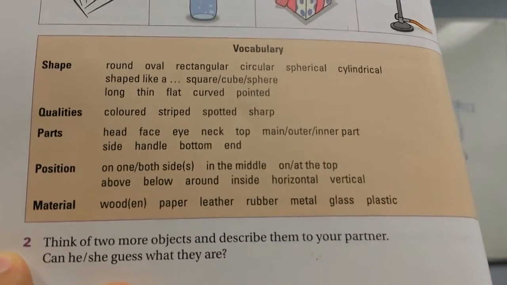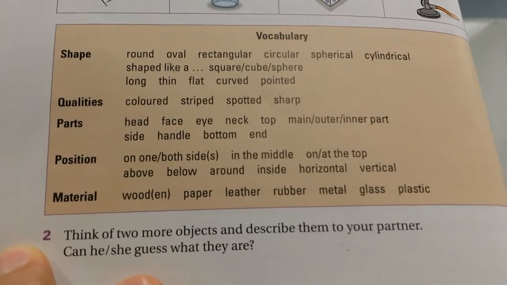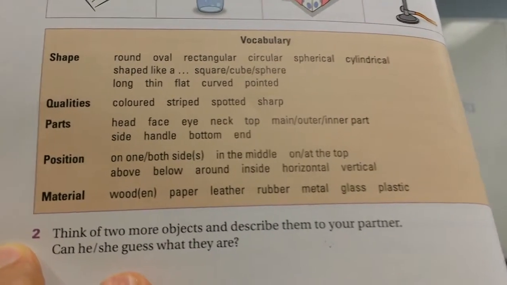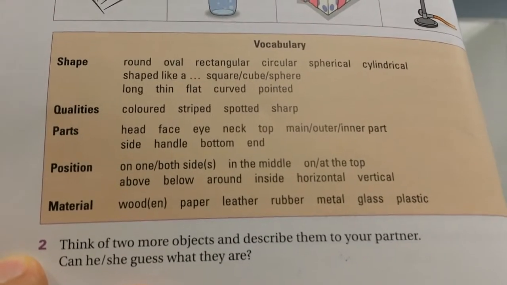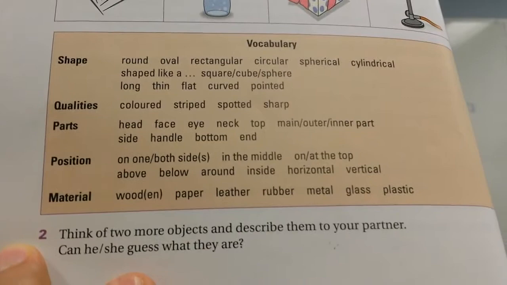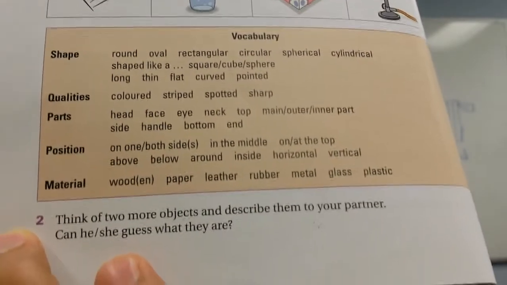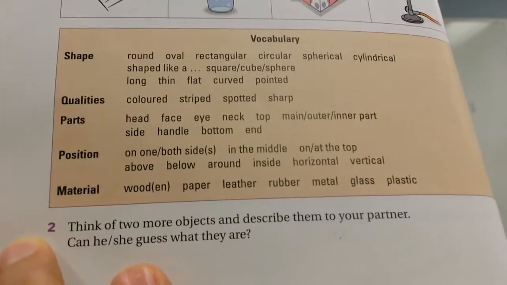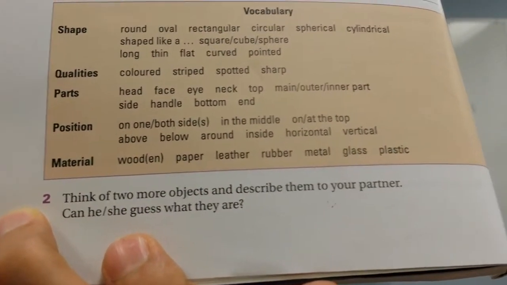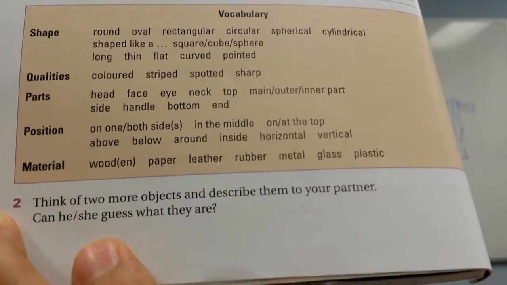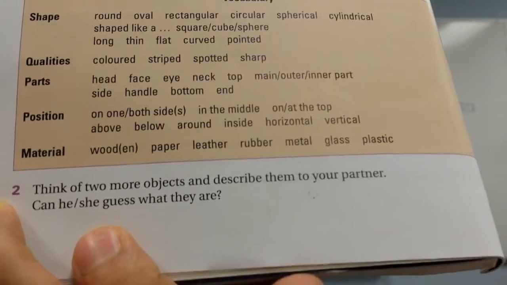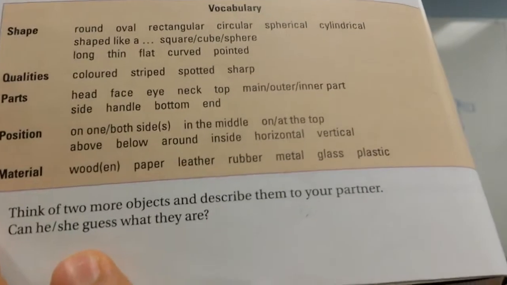Above, the opposite of above is below, around, inside. The two last words are horizontal and vertical. Put horizontal, vertical on the board. The material could be wood, wooden, paper, leather, rubber, metal, glass, and plastic.